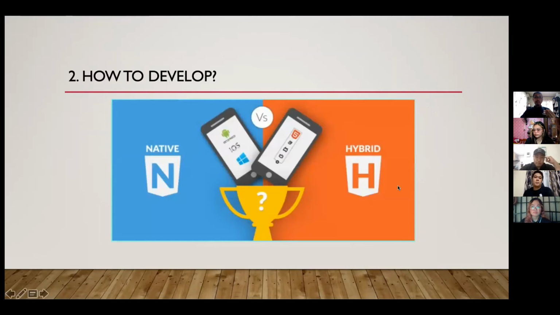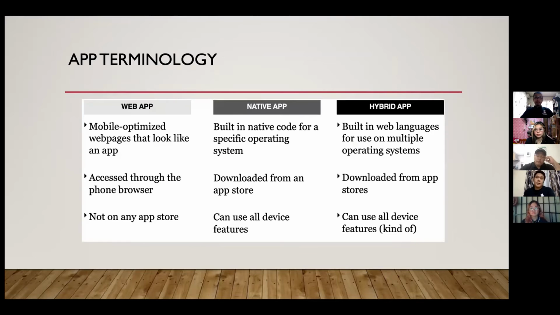So how to develop? That's the second question. Developing has many types. So I will run through the three types of application. The first one is web app, the second is native app, and the third is a hybrid app. So what is a web app? A web app is a mobile optimized web page that looks like an app. It is accessed through the phone browser and it's not available on any app store or Play Store.